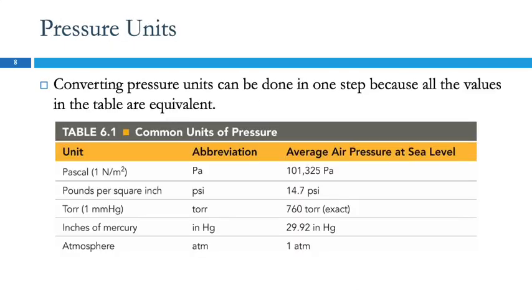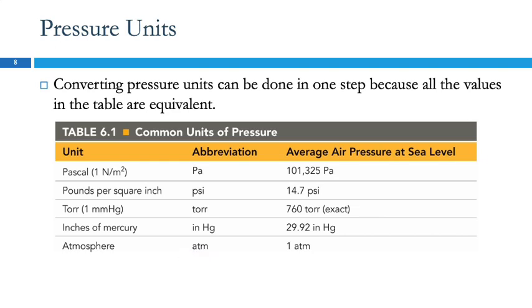There are a number of different pressure units. The ones that are important to us will be atmospheres, torr or inches of mercury, occasionally inches of mercury. The Pascal is the SI unit. Don't run into that very much. PSI is what you see on your bike tire or your car tires. That means pounds per square inch.